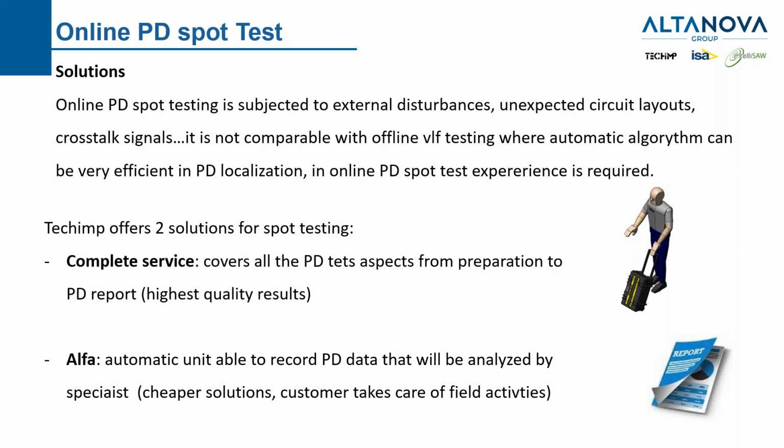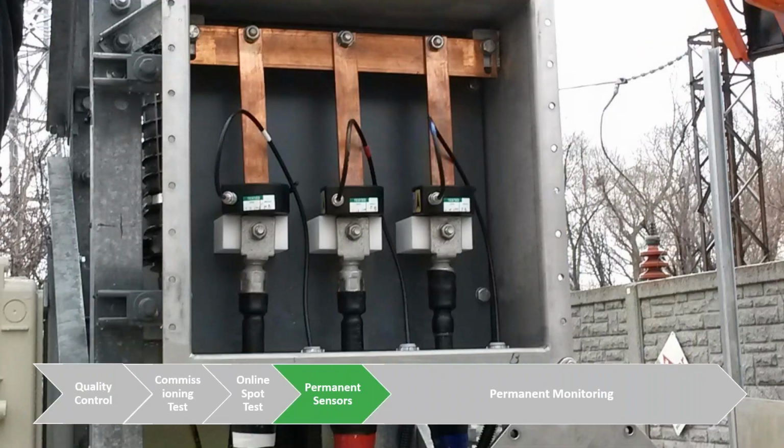These are the two main solutions, and every time, let's say, it's always a customization for online spot test, because you can find a very different situation. Sometimes you are lucky and you can have embedded sensors in the accessories and you can measure directly from them. Other times you need to slightly change the sensor, or use a special sensor to make the measurement. It's always a customized solution.